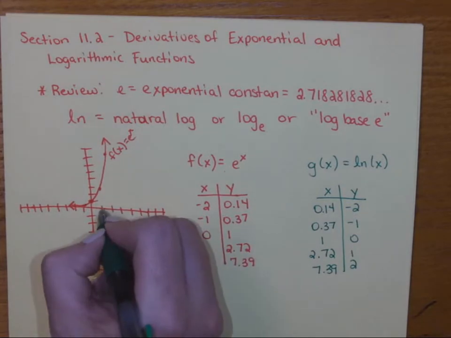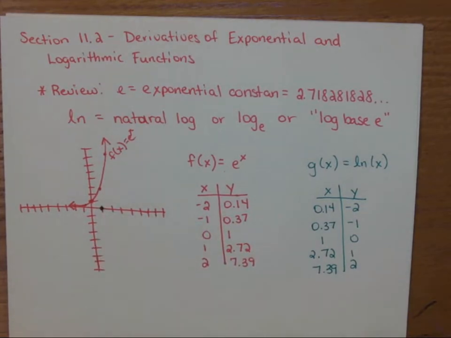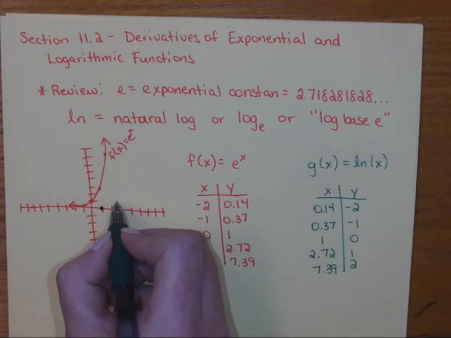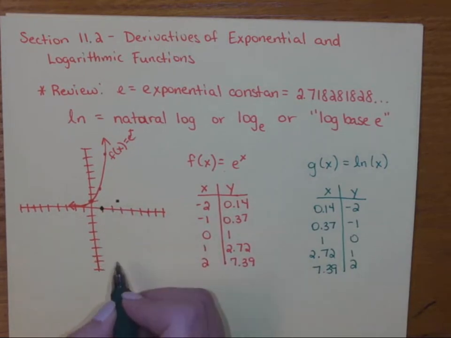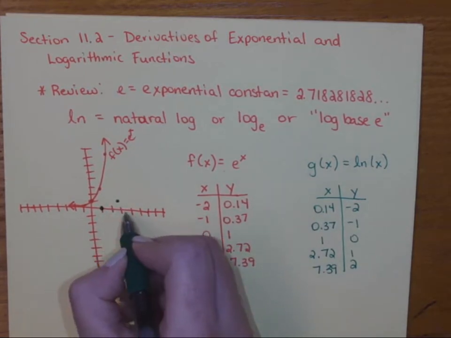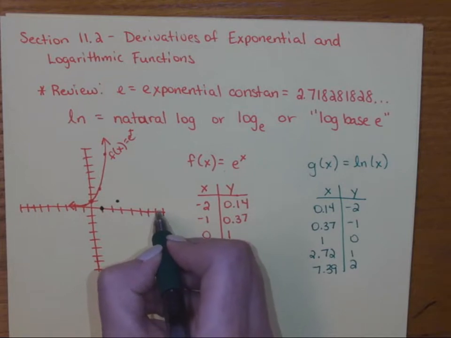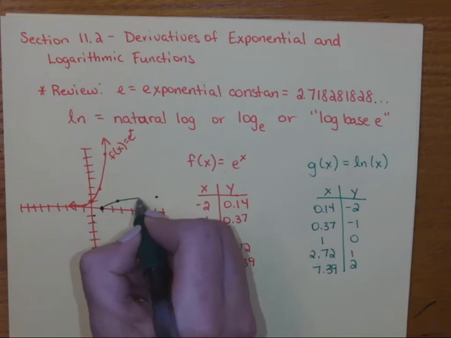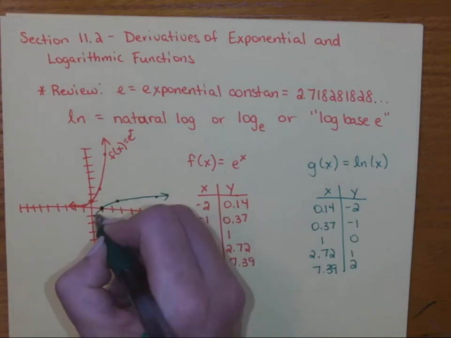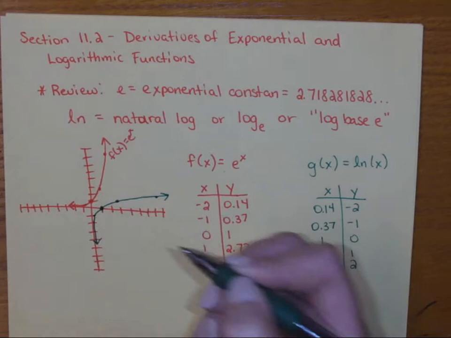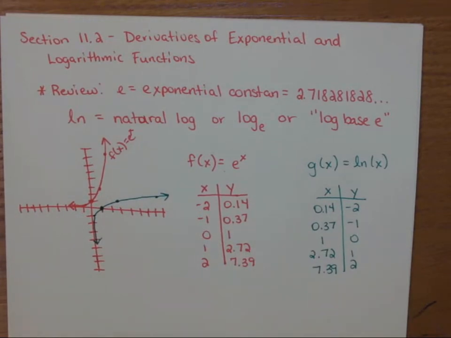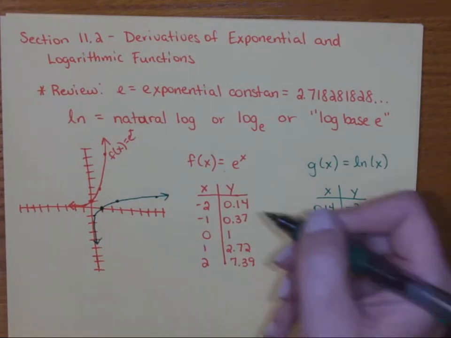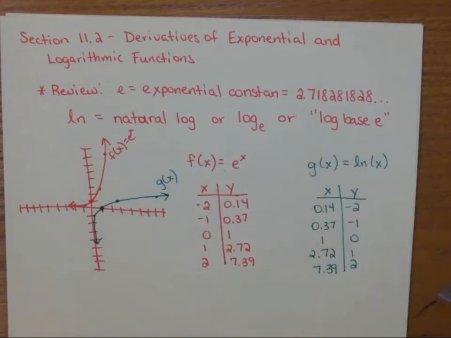So if we graph these guys, so now we have the point (0.14, -2). Notice I'm doing that in a different color. You have (2.72, 1). So maybe about right here. 1, 2, 3, 4, 5, 6, 7, right? (7.39, 2). And then graph these points as well, the best you can anyway. So notice the structure of this graph is similar, but rather than having a horizontal asymptote, it actually has a vertical asymptote. Okay, so this is the graph of g of x.